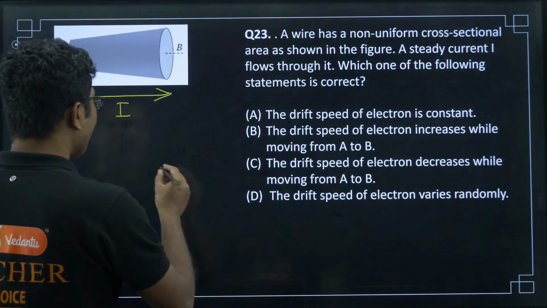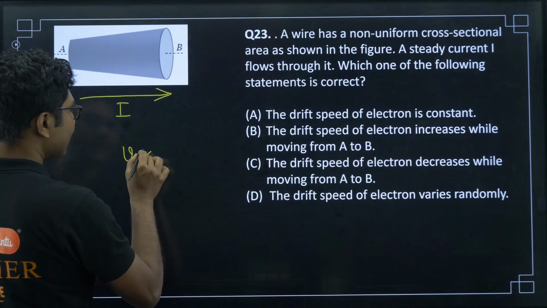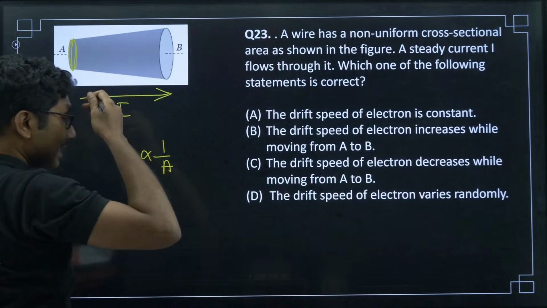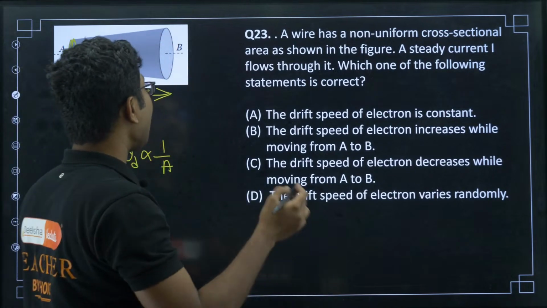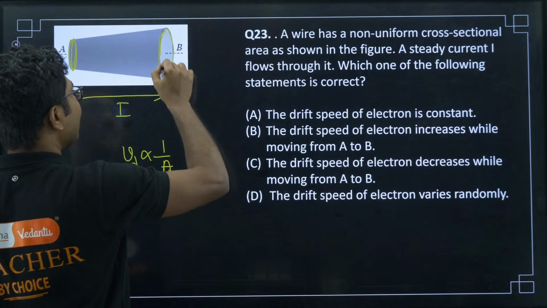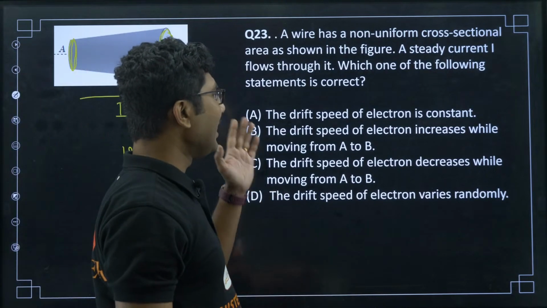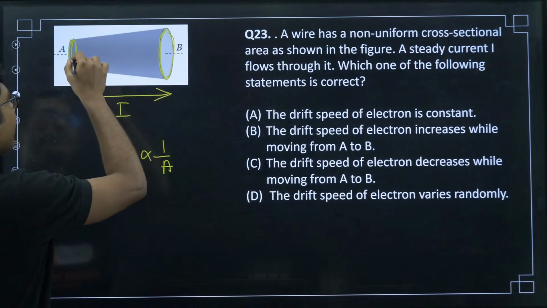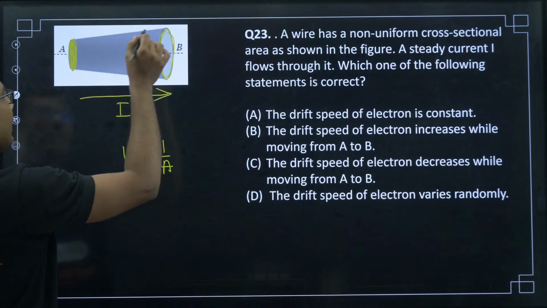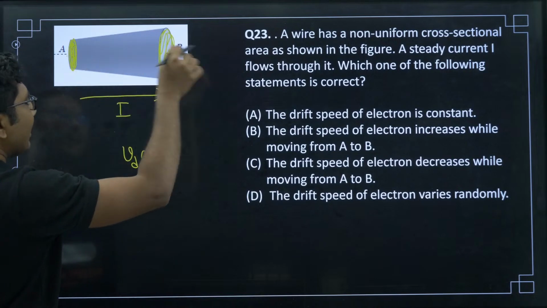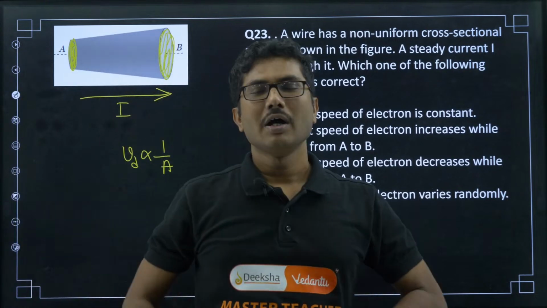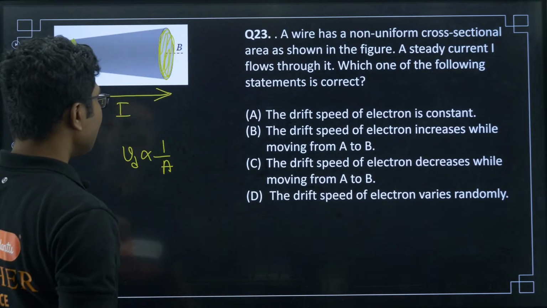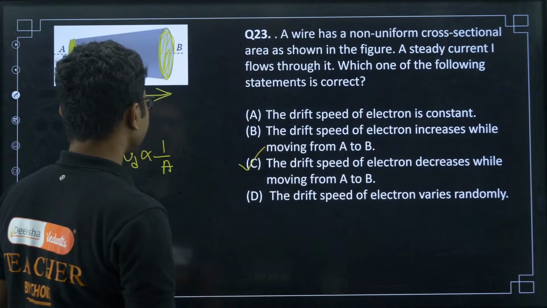Yes, so we already learned that V_d is inversely proportional to area. So, smaller the area, higher is the drift speed; higher the area, smaller is the drift speed. So, drift speed of electron decreases while moving from A to B. Here, as you can see, the area is small, and here the area is large. As the electron is moving from lower area to higher area, the drift speed is decreasing, right. So, correct answer is option C.